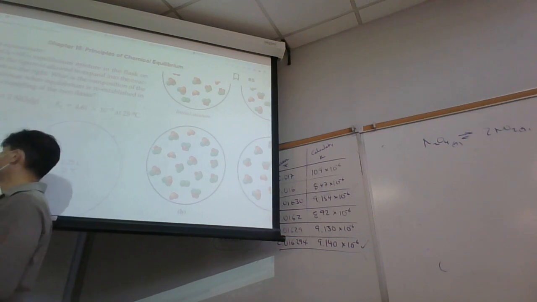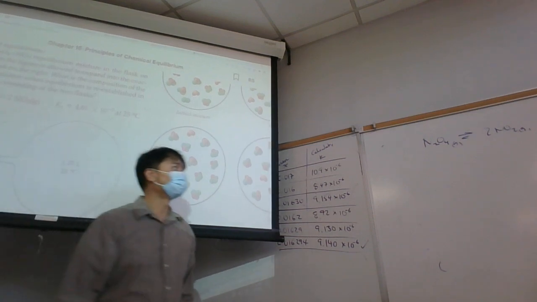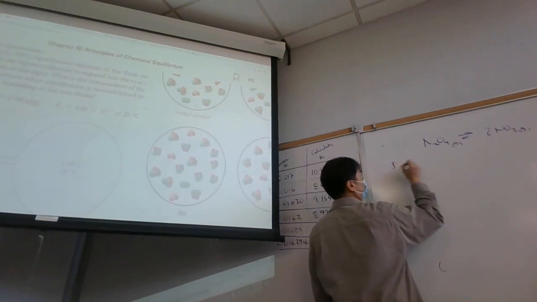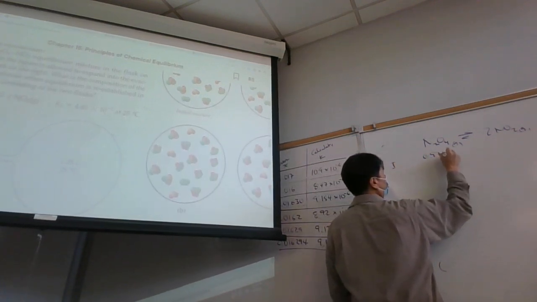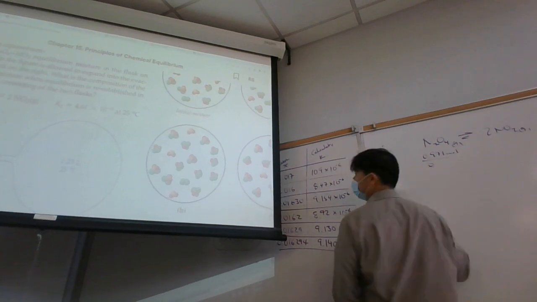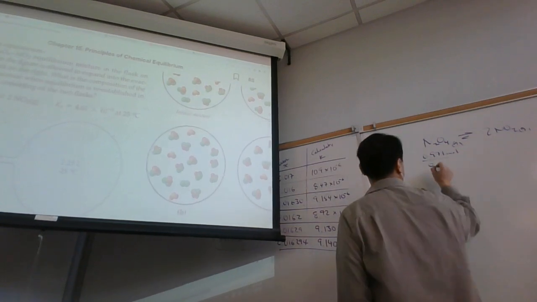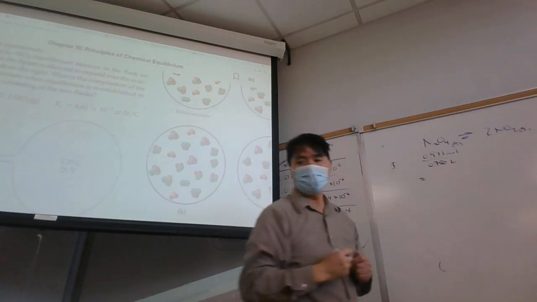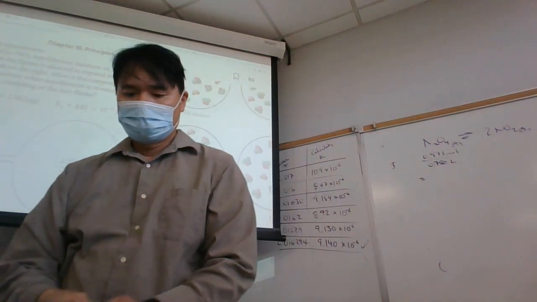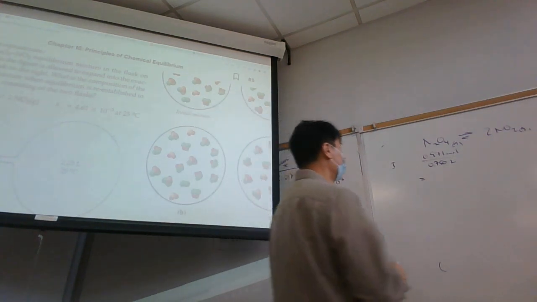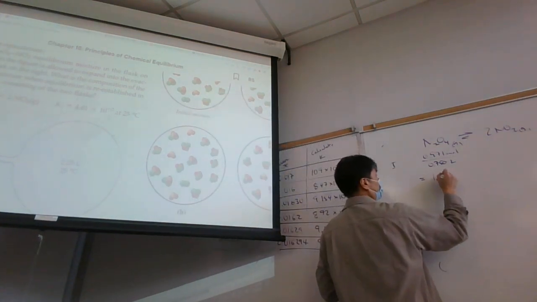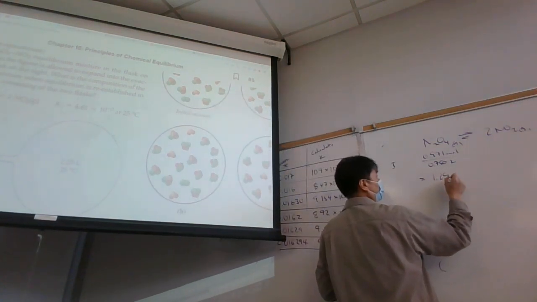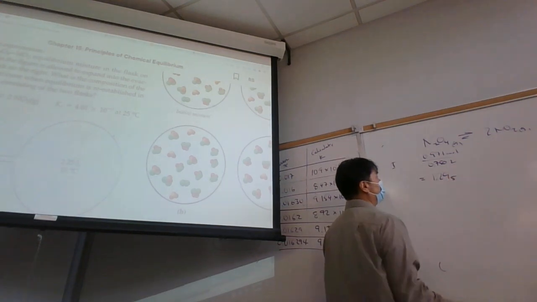So the N2O4 is 0.971 mole over 0.750 liters. So what is that molarity? 1.29. Okay, give me one extra digit. 1.295.